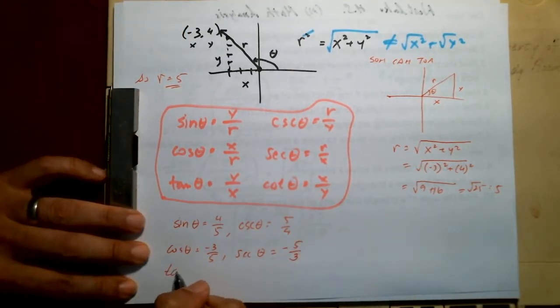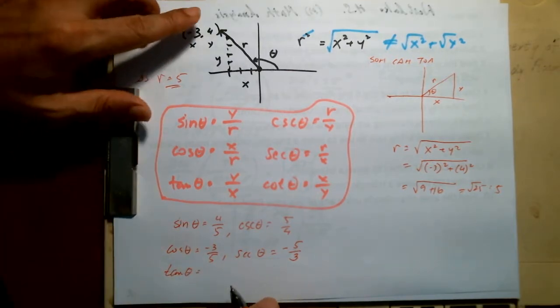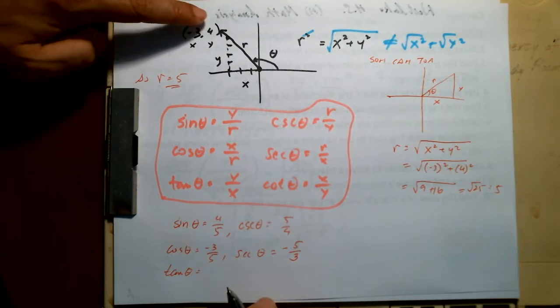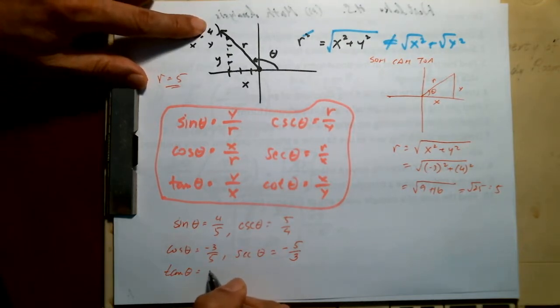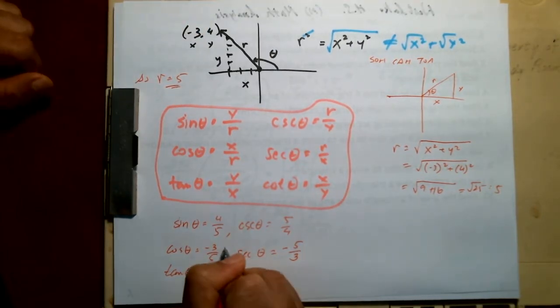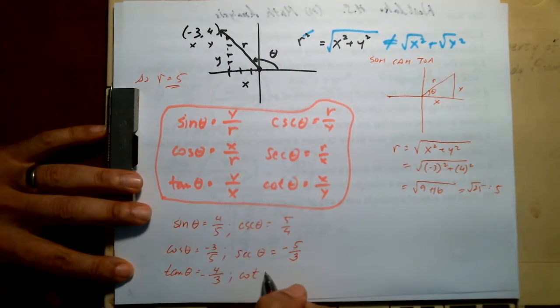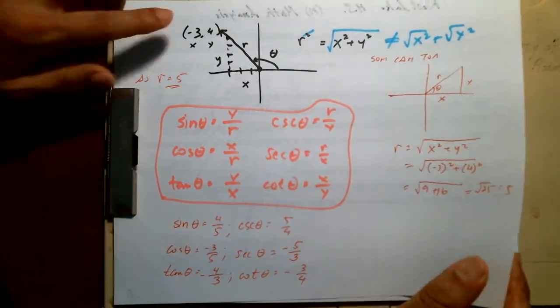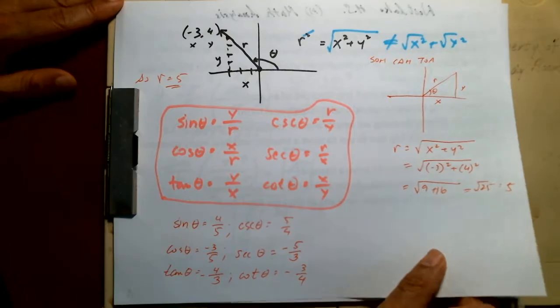The tangent of the angle is equal to opposite over adjacent, which is 4 over negative 3. I like to put the negative in the front. And then the cotangent of the angle is equal to the reciprocal, which is negative 3 over 4. Okay, and that should answer a lot of your questions. Given this, you should be able to find your 6 trig functions.